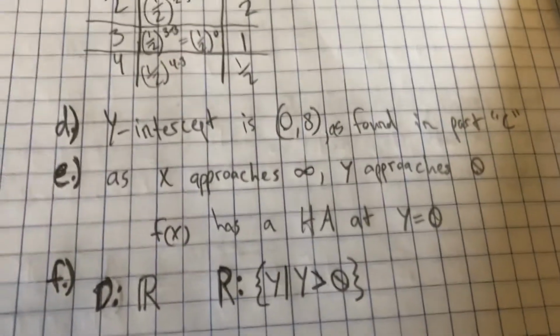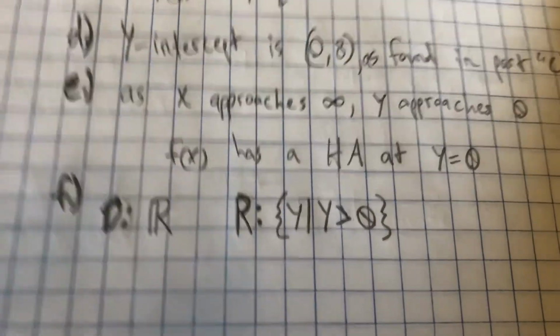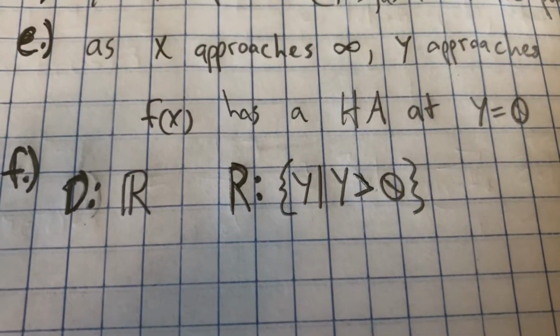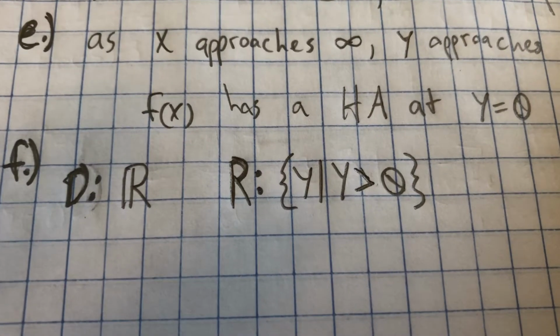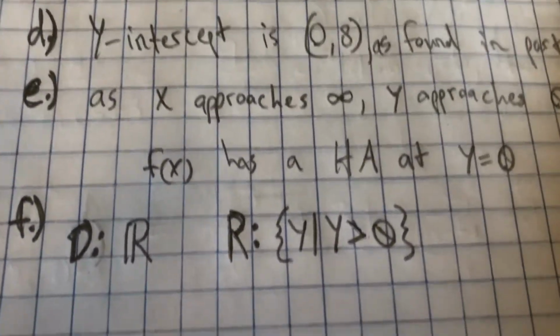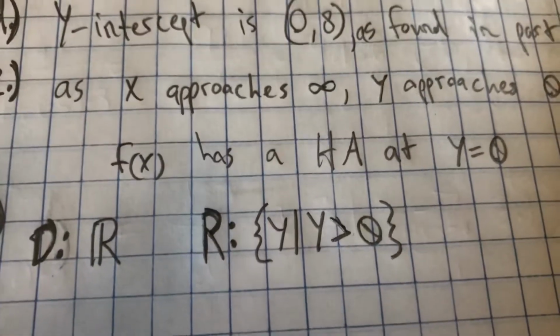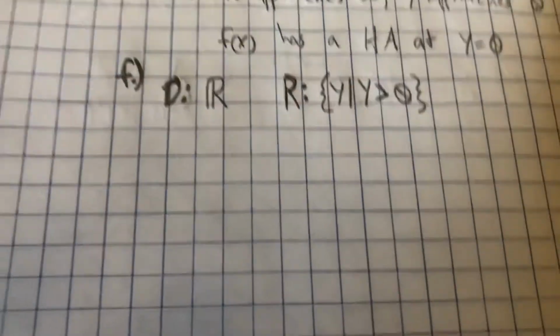Now, since the horizontal asymptote is at 0, our range is going to be all values of y such that y is greater than 0. So just remember that. That horizontal asymptote kind of dictates how big those y's can get, and so you got to make sure that you're careful with that.